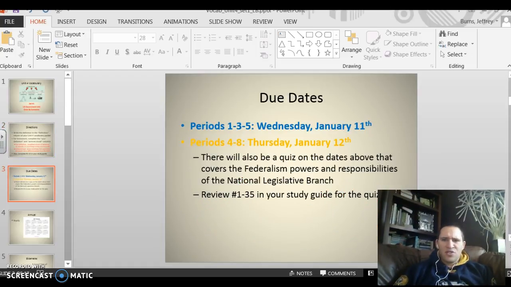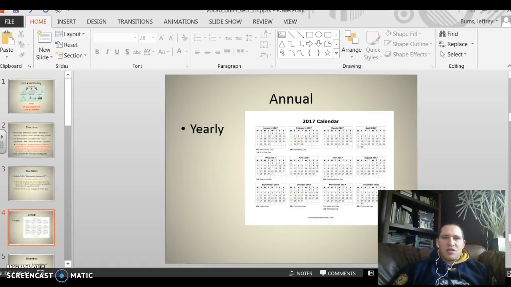Okay, so here's your due dates. And remember, there's going to be a quiz on that date, so make sure you write the due date down at the top of your handout. And it's all going to be about the legislative branch and federalism powers. All right, so our first word is annual. And annual just means yearly. And Congress needs to approve the annual budget that is prepared by the president every year.